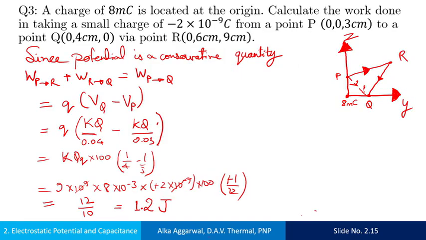The next question is: a charge of 8 millicoulomb is located at the origin. Calculate the work done in taking the charge of minus 2 into 10 to the power minus 9 from the point P to the point Q through the point R. Now, the thing to be noted in mind is that the coordinates are given for the point P, and it shows that the point P lies on the z-axis and is at a distance of 3 centimeter from the origin.